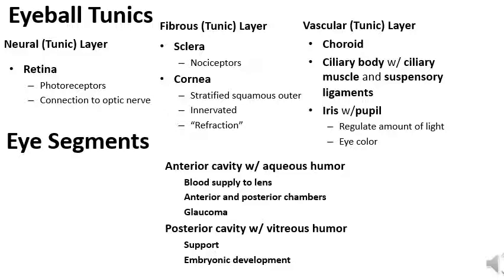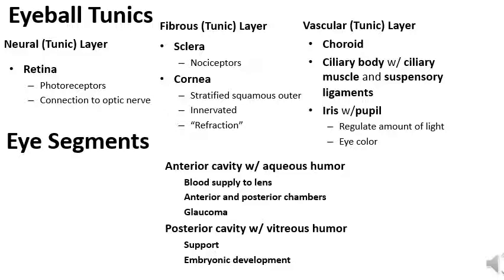And so in that case, we're regulating the amount of light that enters the eye, and obviously the iris is the pigmented portion of the eye, which gives you your eye color. And then finally, the innermost layer is the retina, which is primarily concentrated on the back wall of the eyeball, where we find our photoreceptors, both rods and cones.